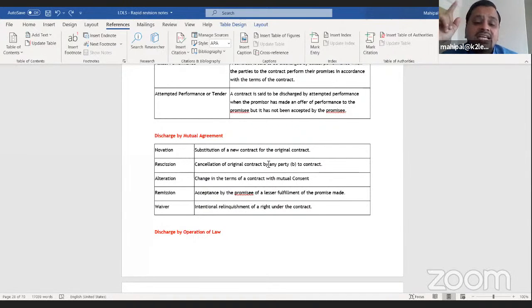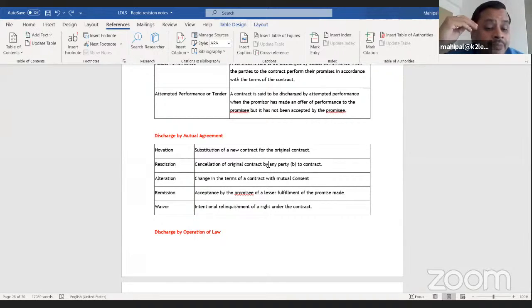Rescission means cancellation of original contract, either cancelling one of the terms or all the terms. Alteration means change in terms. Remission means accepting a lesser sum when actually more is due. This remission again could be asked separately for 2 marks or 4 marks. Remission means accepting a lesser sum or providing additional time to perform without changing or altering the original contract, or accepting any other consideration other than due.